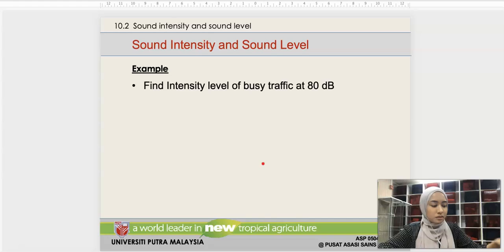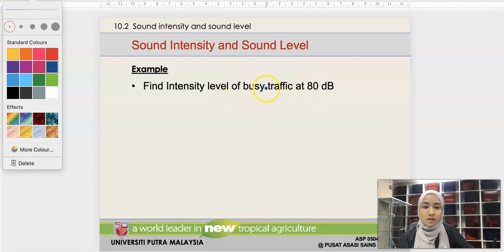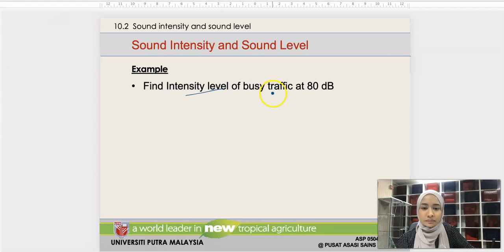All right. So now let's find the intensity of a busy traffic at 80 dB. Okay, so here they are asking you what is the intensity level of a busy traffic at 80 dB. So they're asking I, and they are giving you dB, right? Patutnya dia cakap intensity je. Find the intensity of a busy traffic at intensity level 80 dB. Baru betul soalan dia.